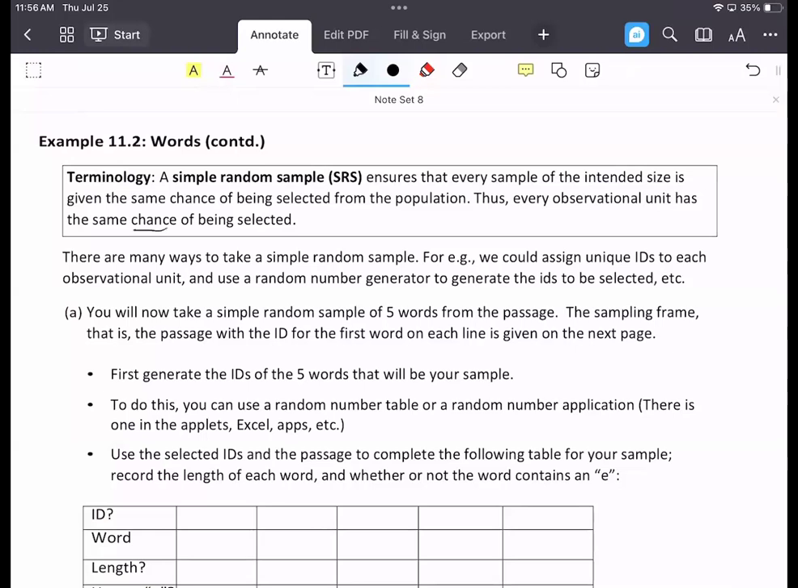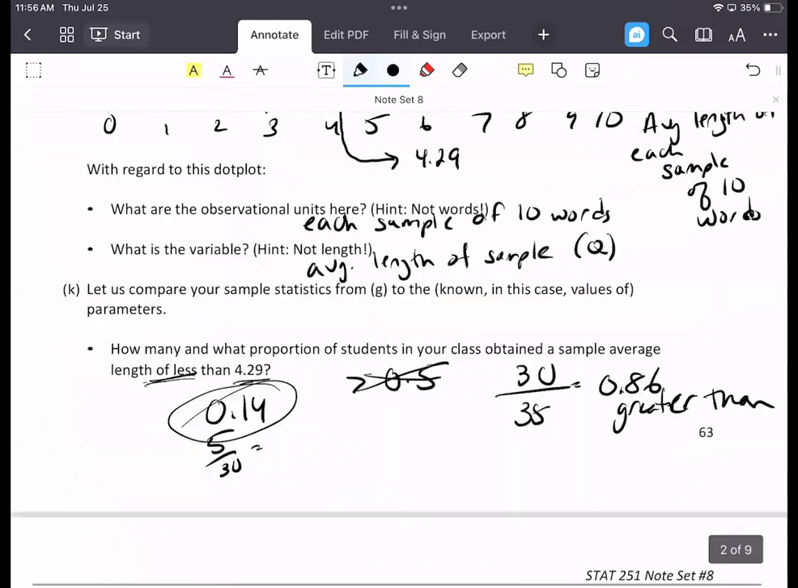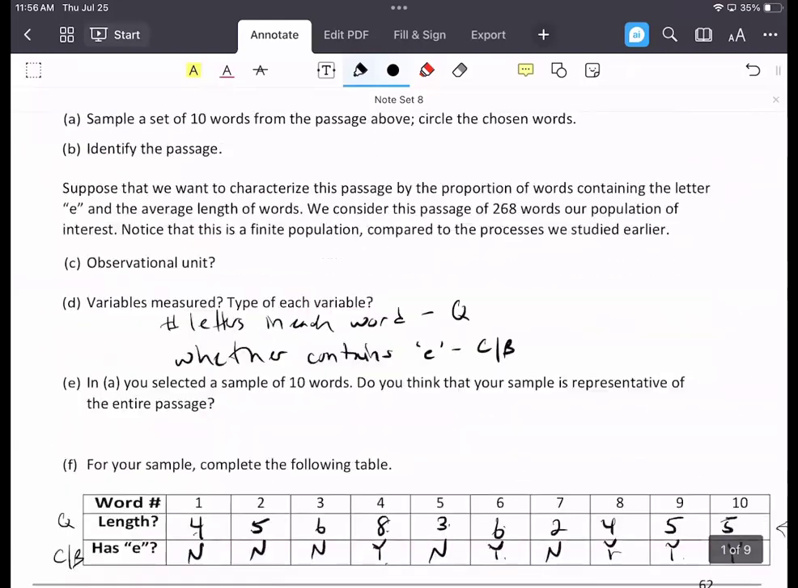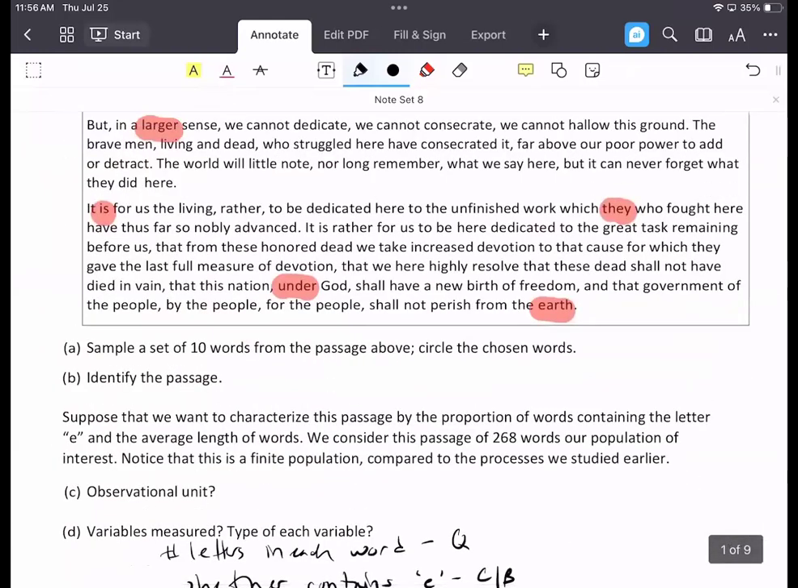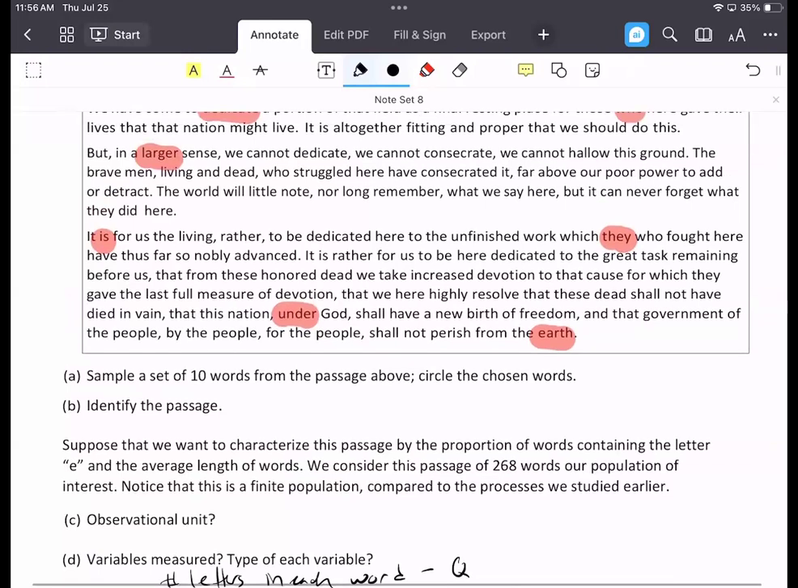So, unlike what we did before, where I asked you just to choose words, and in most cases it's easier to see and to grab the word "larger" than it is to grab the word "a", we want "a" to have an equal chance of being chosen as the word "larger".